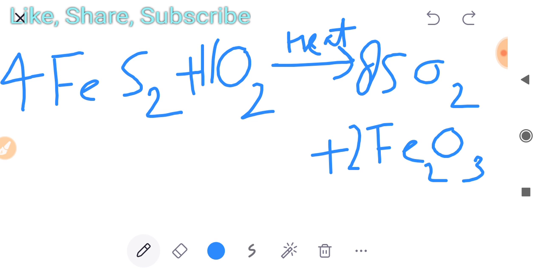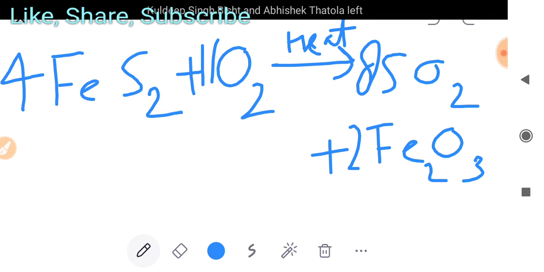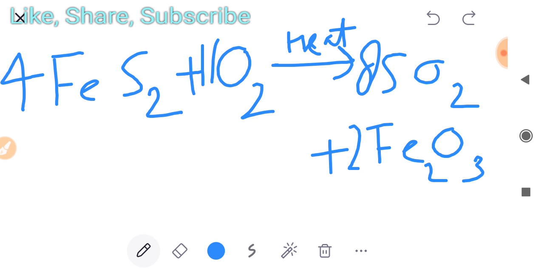So if you see this equation, 11 oxygen molecules react with 4 FeS2 and it forms 8 molecules of sulfur dioxide. Okay, so this is the process of production of sulfur dioxide.